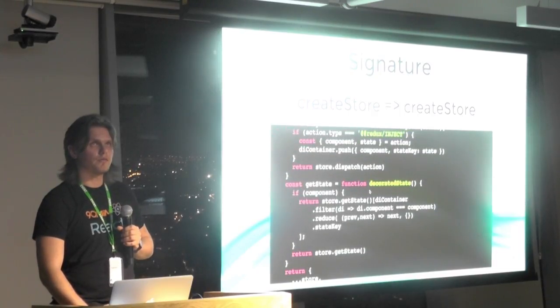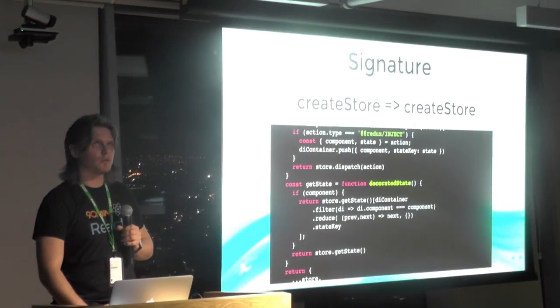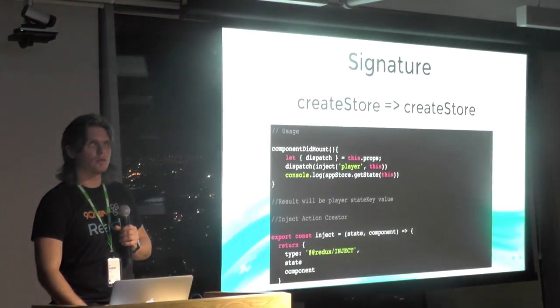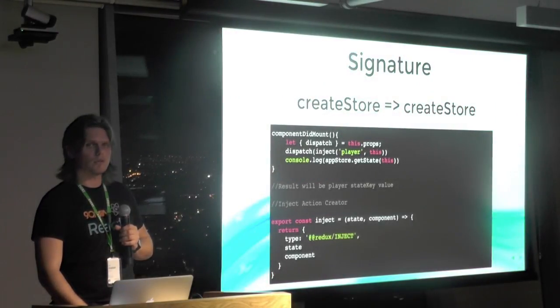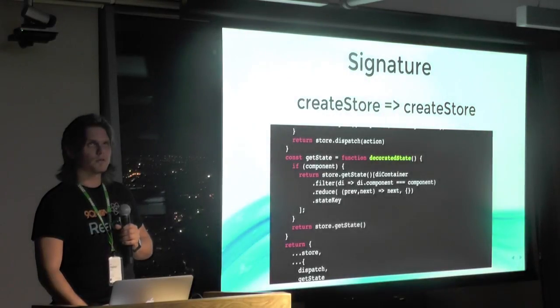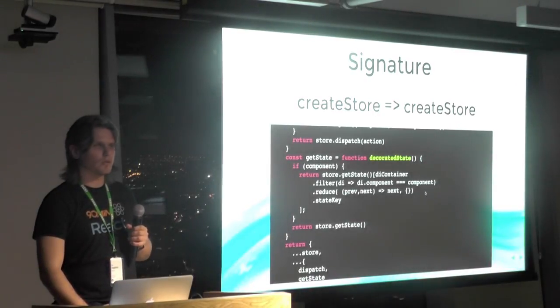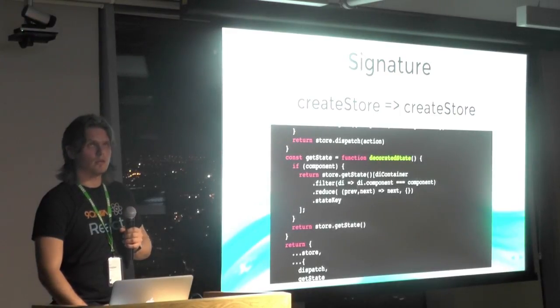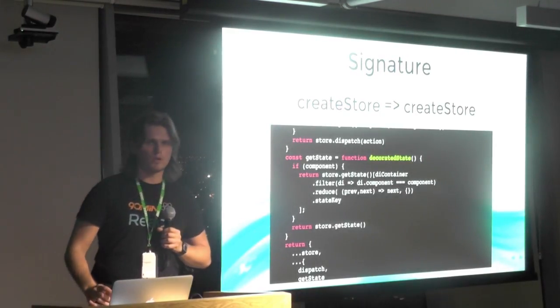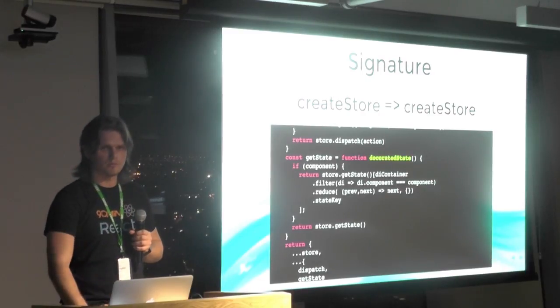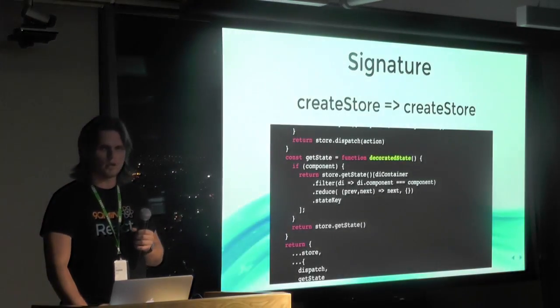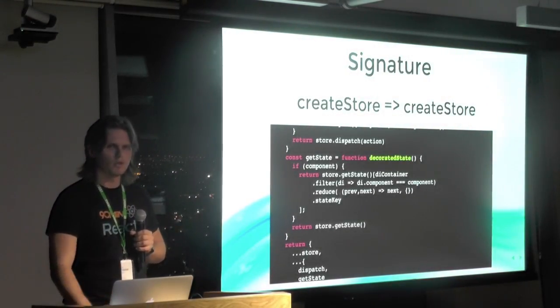In getState, I forgot to add a component here. If I get a parameter from getState, if I get a component, as you can see here, it's getState this. You pass the instance of the component, right? You can filter the I container, find basically the item and its state key, and reduce it to one object with its state key. Basically, it gives me the component I wanted to inject. It will give me the state key I wanted to inject inside the props of the component.